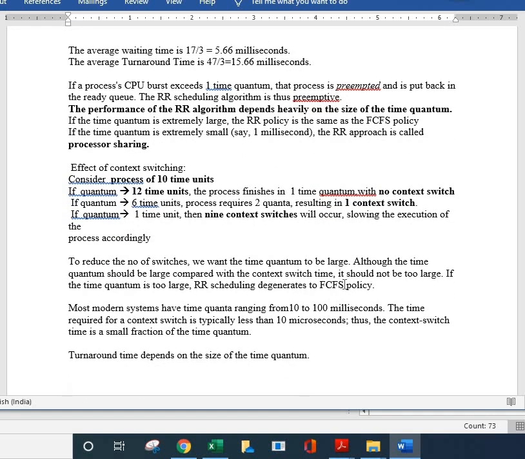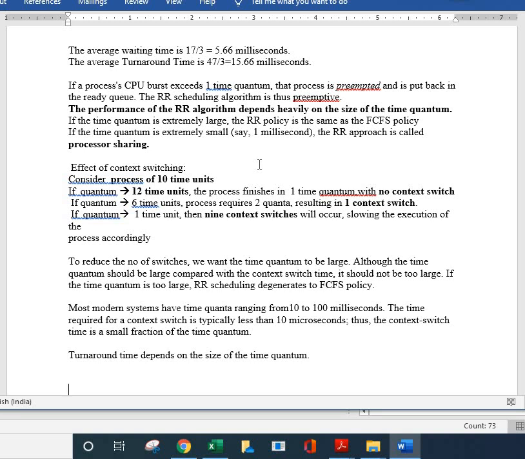Now, when we consider the time quantum, while designing the operating system, the time quantum should be designed properly. Round robin scheduling is preemptive scheduling itself. If the process gets the CPU for execution, and its CPU burst time is greater than the time quantum, the process is preempted and put back into the ready queue. Hence round robin scheduling is preemptive scheduling.